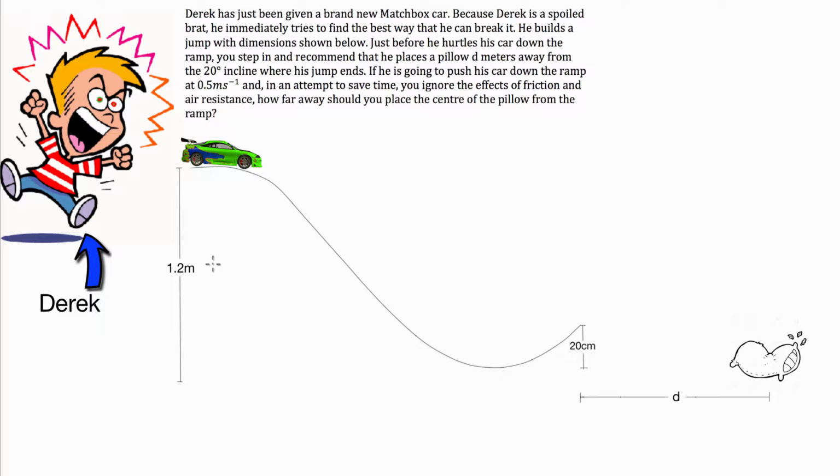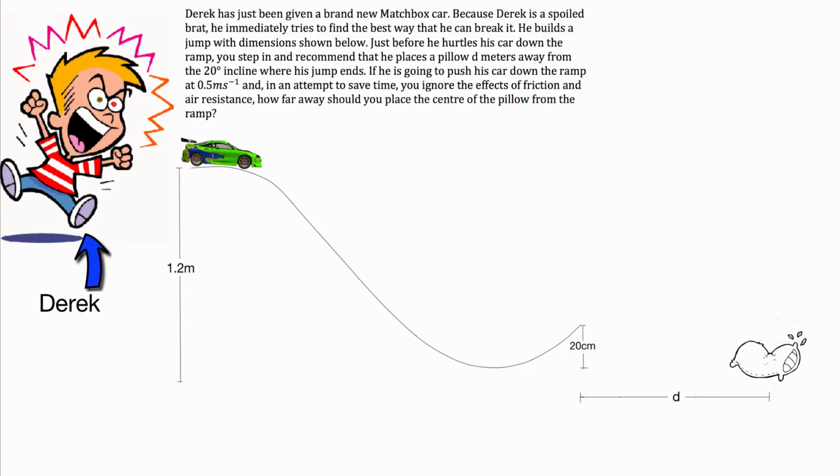So the question is: Derek has just been given a brand new Matchbox car. Because Derek is a spoilt brat, he immediately tries to find the best way he can break it. He builds a jump with dimensions shown below. Just before he hurtles his car down the ramp, you step in and recommend he places a pillow d meters away from the 20-degree incline where the jump ends. If he is going to push his car down the ramp at 0.5 meters a second, and in an attempt to save time you ignore the effects of friction and air resistance, how far away should you place the center of the pillow from the ramp? So in the end, we are going to try and work out what D is equal to.